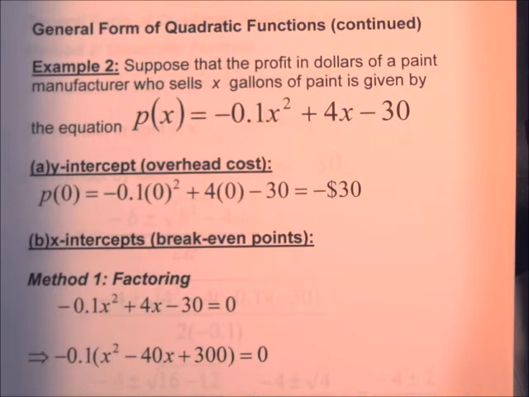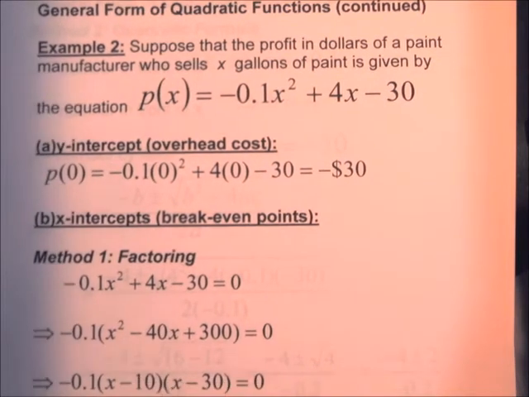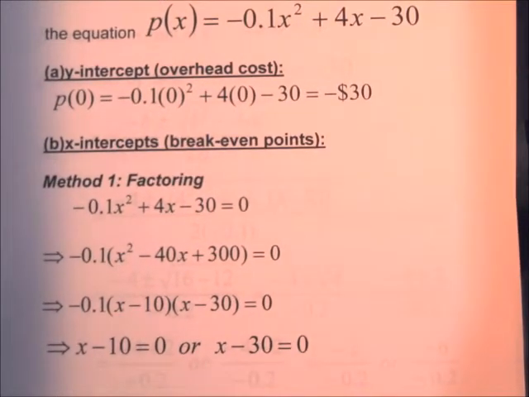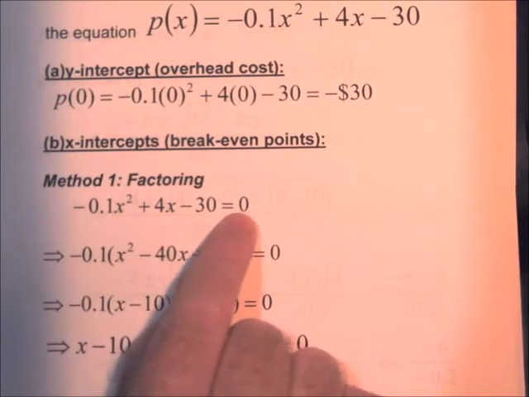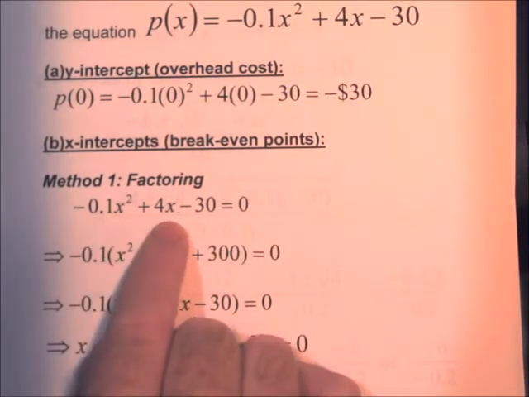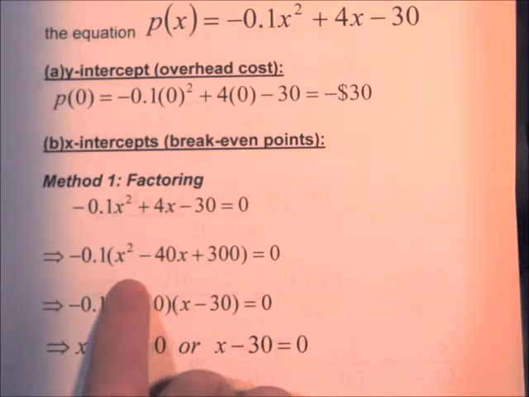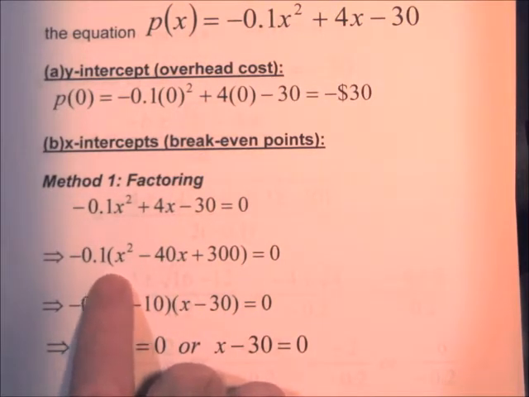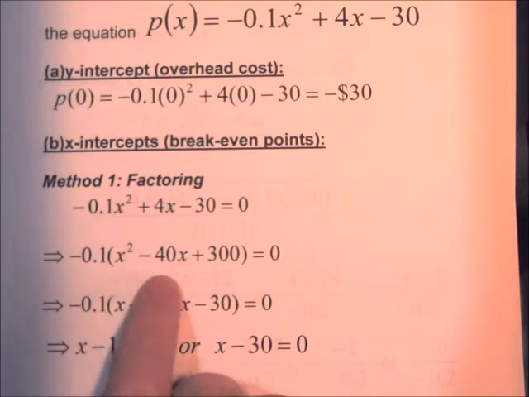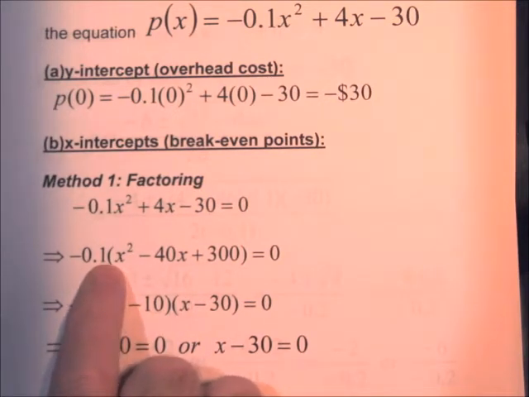That's our overhead cost. X-intercepts in this context would be the break-even points. We want to set this equal to 0: -0.1x squared plus 4x minus 30 equals 0. We're going to try the factoring method. If not, we'll use the quadratic formula if we can't get that. Okay, so we have a common factor.